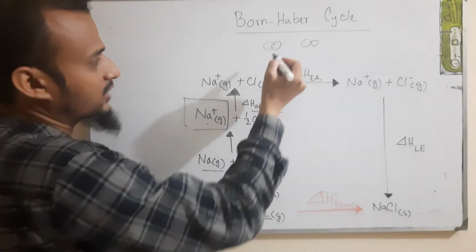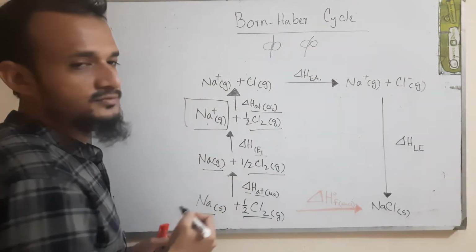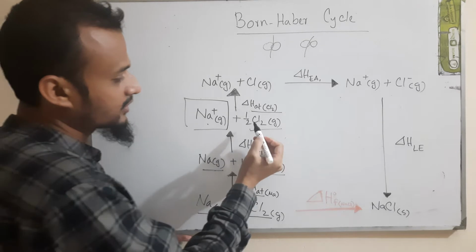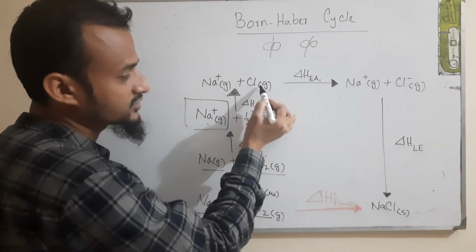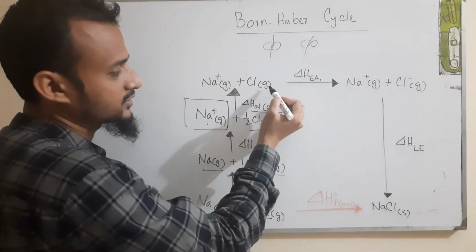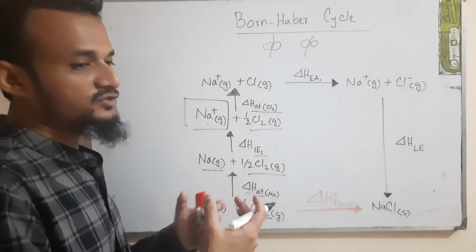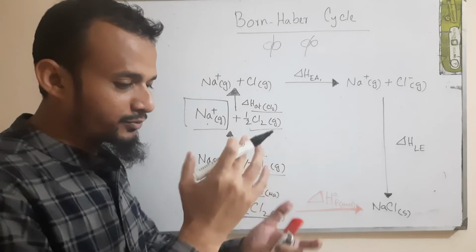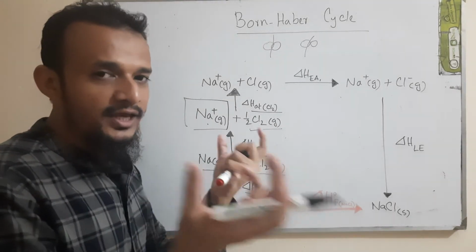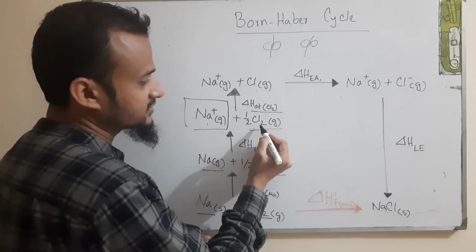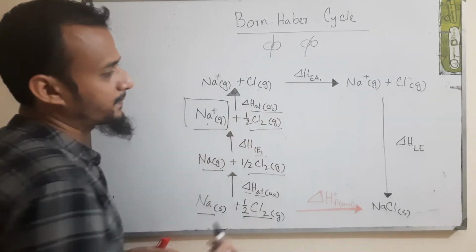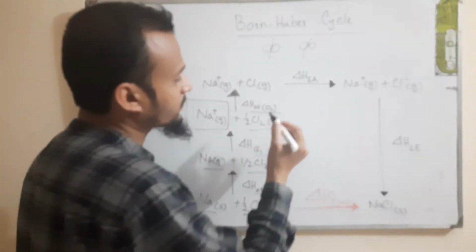If you want to make it an atom, you need to break the bond, right? So here you're changing half Cl2 into Cl. This is called the enthalpy change of atomization for chlorine, because you are breaking the molecule and making atoms. So half Cl2 becomes Cl.